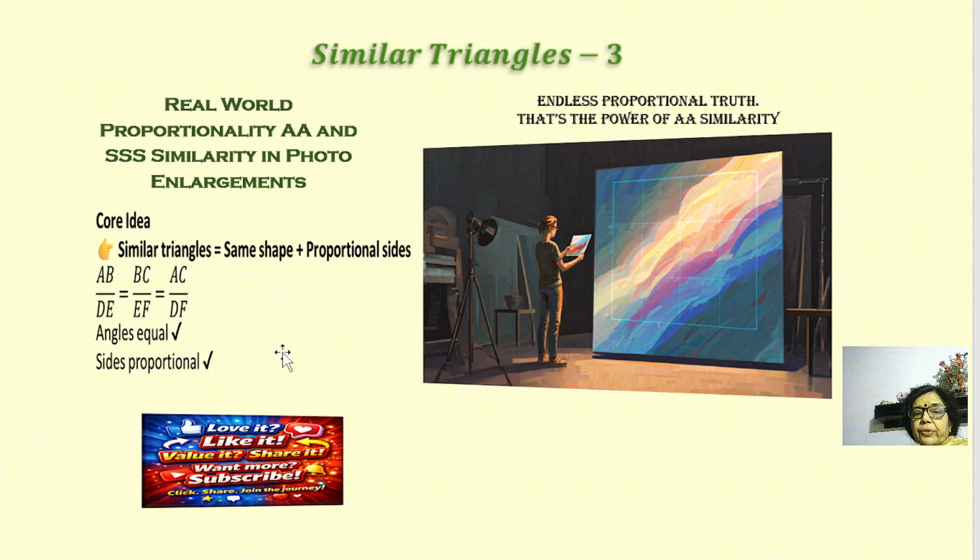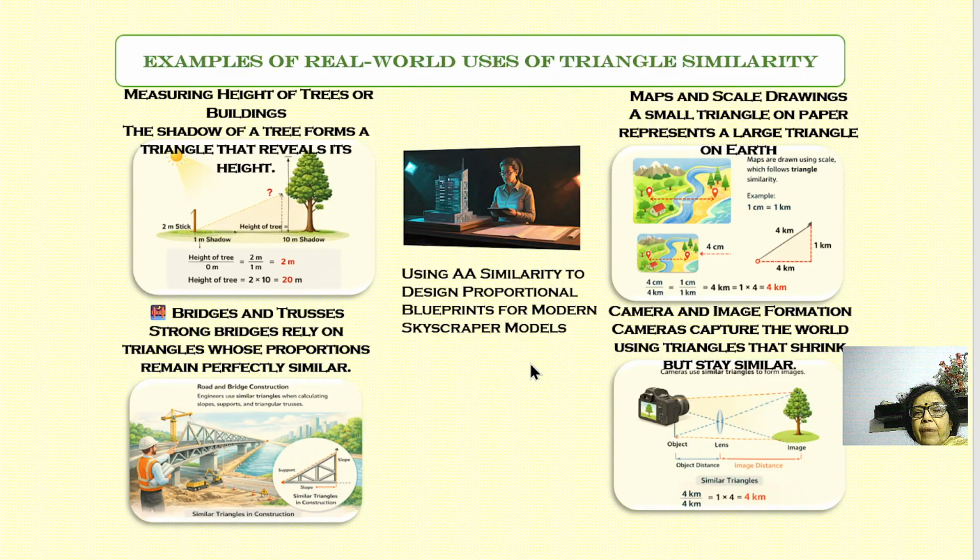If we take two triangles and if we can judge that the angles are equal, then the sides are definitely going to be proportional, and similar shape plus proportional sides is the core idea behind similarity of triangles. So before we go into the depth of this chapter and solve questions based on it, let us have an idea about the real life applications of this topic, because it is not a very abstract topic. It has a number of real life applications.